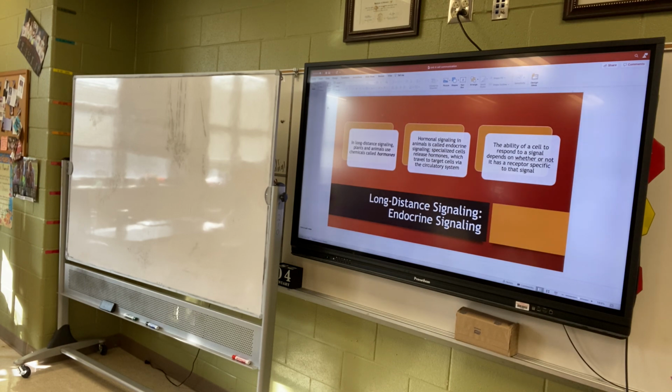Yes? So is that why some people can't feel pain because they don't have a receptor for it? They don't have the receptors for the neurotransmitters that trigger the response that causes pain. So even though the neurotransmitters are being released, their cells don't receive the signal, and so they don't realize that they're actually doing something that's harming their body.